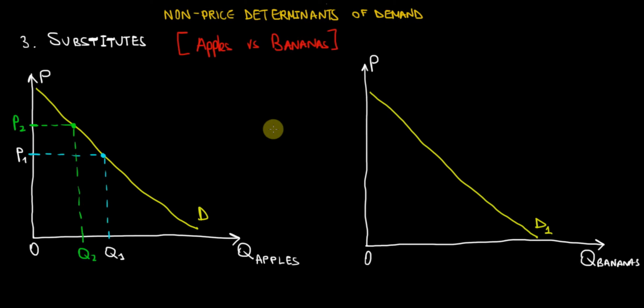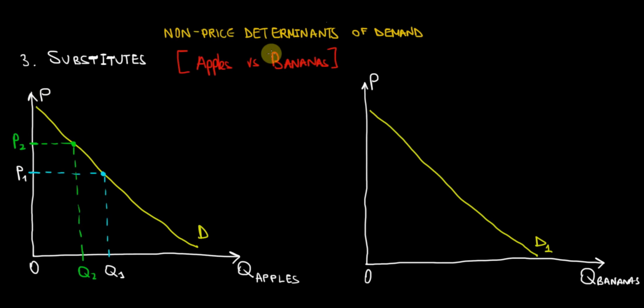In this video, I would like to describe another non-price determinant of demand, which is going to be the substitute products that we can have for a given good. So for instance, consider the products apples and bananas. I would like to show how the demand curve of bananas can shift because of changes in the price on the apple market. So with that being said, let's start.